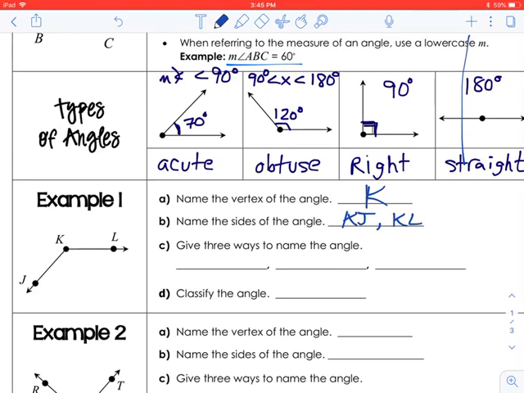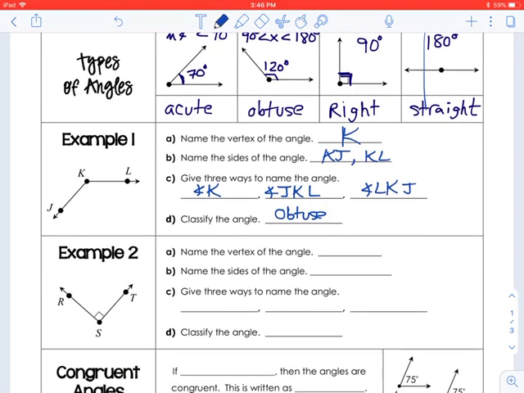Give 3 ways to name this angle. Since it's just one angle, I could name it angle K, or I could name it JKL. Make sure we're labeling the angle with that angle sign. And then angle LKJ is the other name. Keep in mind, what's in the middle is the vertex. Then classify this angle. That means what kind of angle is it? Is it acute, obtuse, right, or straight? If you look at this, it's clearly bigger than 90 degrees, so that is obtuse.